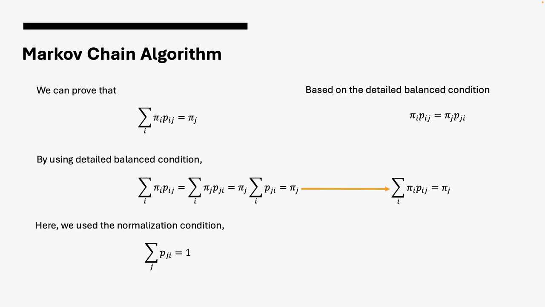Now we are going to prove that the summation of pi_i times Pij is equal to pi_j. So using the detailed balance condition, the summation of pi_i times Pij can be written as the summation of pi_j times Pji, based on the detailed balance condition shown here.